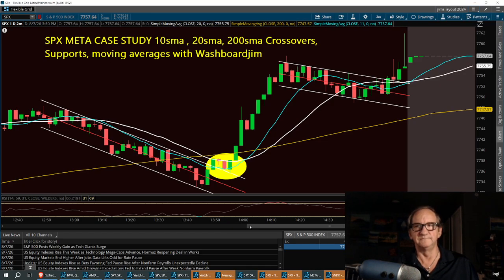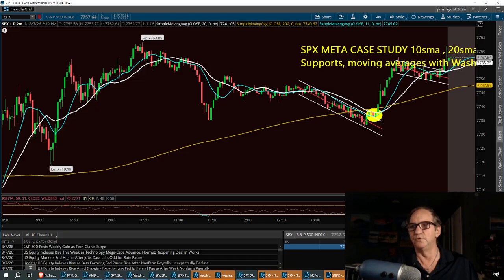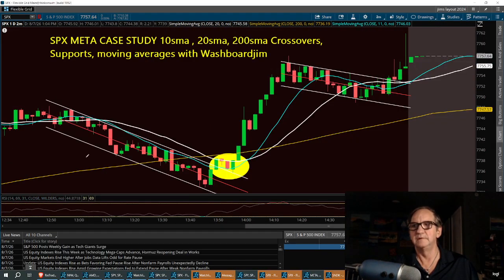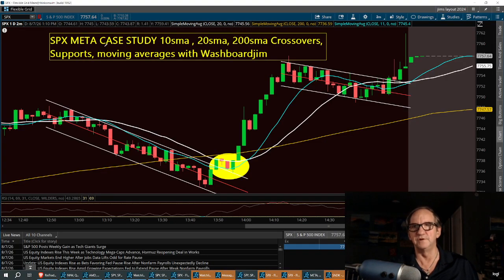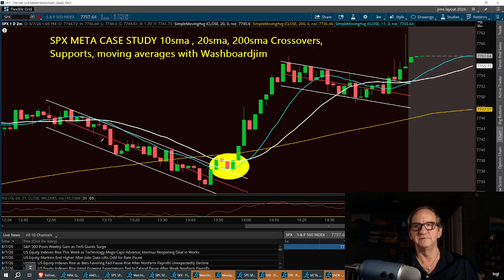So we had a bull flag. Let me show you what a bull flag looks like. It's usually a downward pattern from an up position when they go down. Now if the flag was going up, that would be a bear flag. So this is a bull flag. You might not think so.